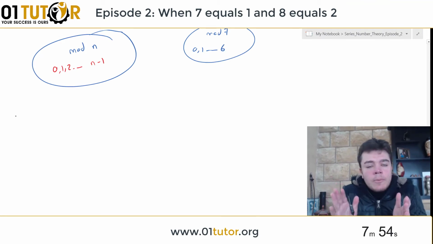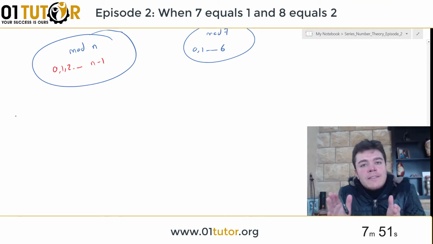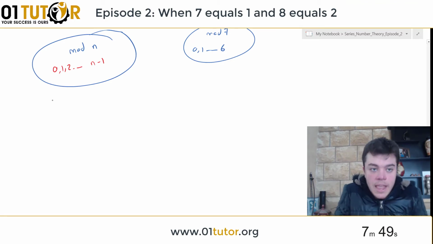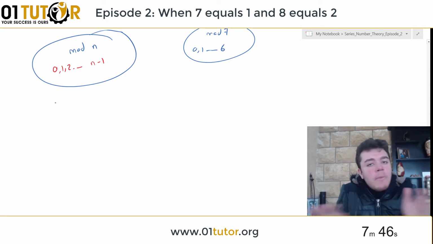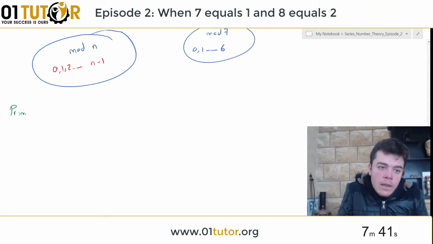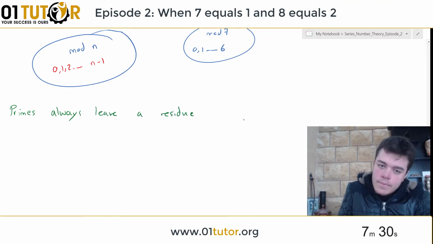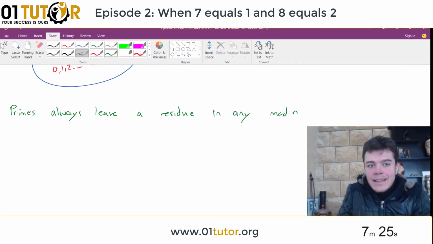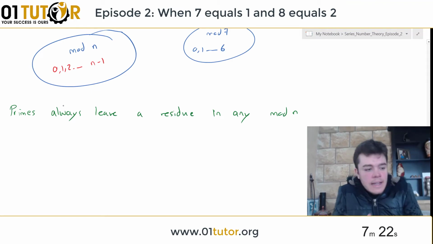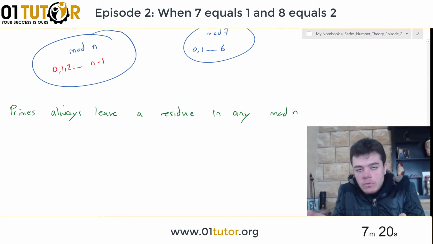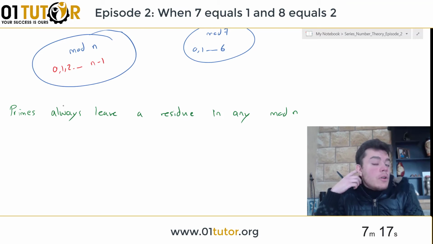Remember that when I talked about primes, they are numbers that cannot be divisible by any number smaller than them. And if you put a prime number in any mod, there's no way you're going to get a 0. Okay, because one consequence of what we talked about is that primes always leave a residue in any mod n. Because if it left a 0, this means that this number is divisible by the mod n, right? And therefore you cannot consider it as a prime.